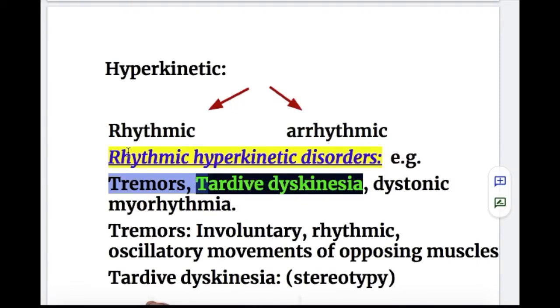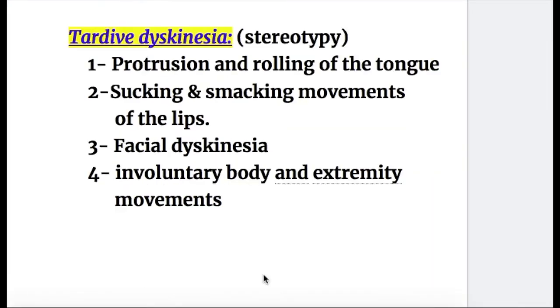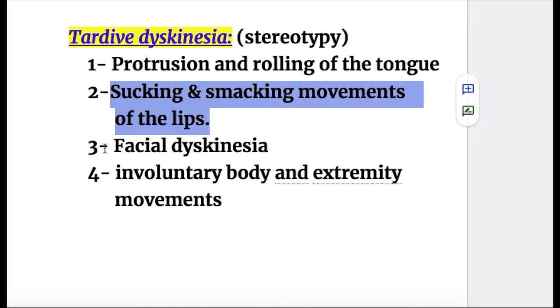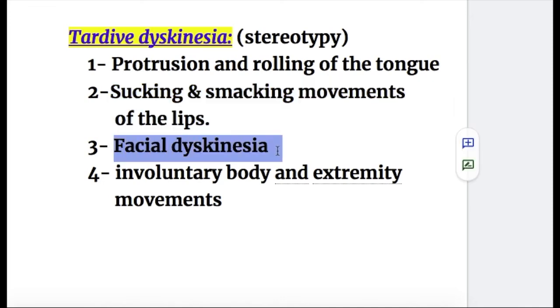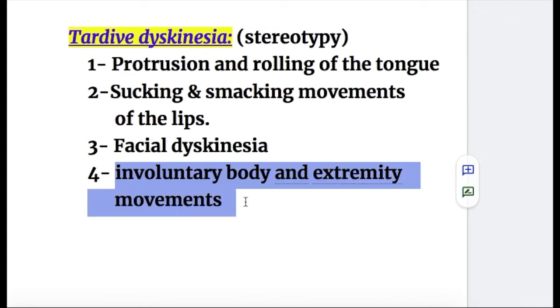Rhythmic hyperkinetic disorders include tremors, tardive dyskinesia, and dystonic myorrhythmia. And what are tremors? Tremors are involuntary rhythmic oscillatory movements of the opposing muscles. And what are the features of tardive dyskinesia? Number 1, protrusion and rolling of the tongue. Number 2, sucking and smacking movements of the lip. Number 3, facial dyskinesia. And number 4, involuntary body and extremities movement.